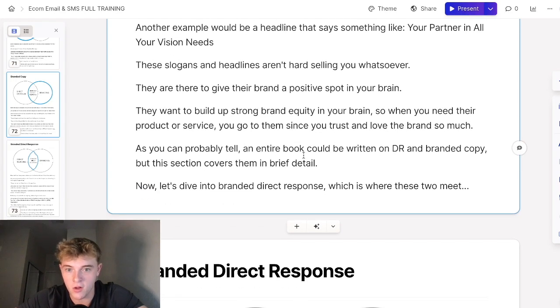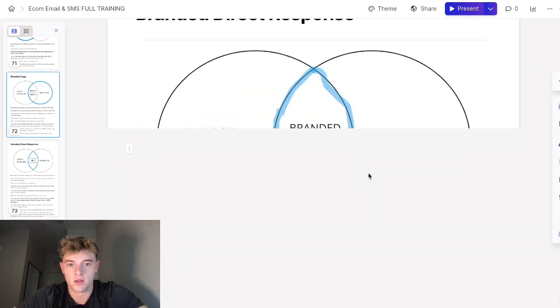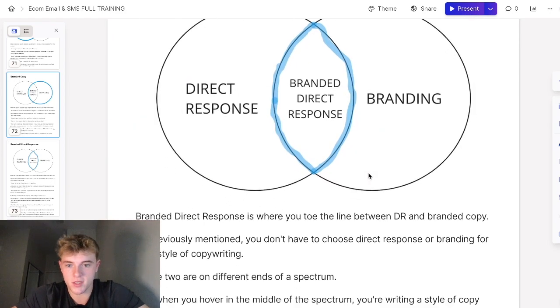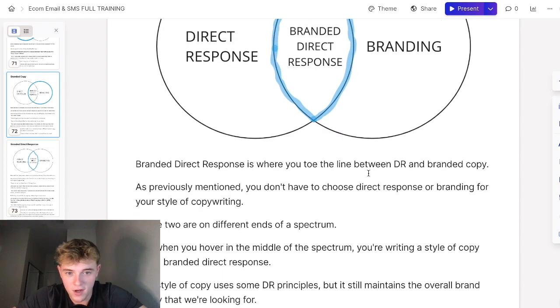And as you can probably tell, an entire book could be written on both direct response and branded copy, but this section just covers them in brief detail. But now we're going to get into branded direct response, which is where these two meet. So branded direct response is where you toe the line between direct response and branded copy.